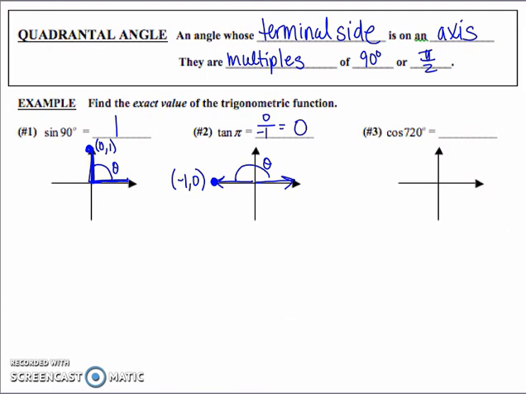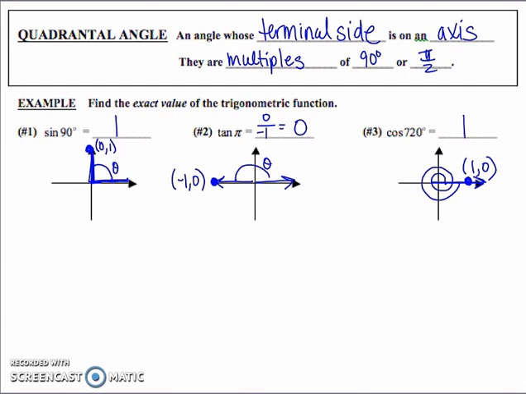And then finally, cosine of 720 degrees. 720 degrees is 2 times around the unit circle, right? So basically we are back at our starting point here. We know that this ordered pair terminal point is 1, 0 on the unit circle. If we want the cosine value, then we want the x value of our ordered pair.